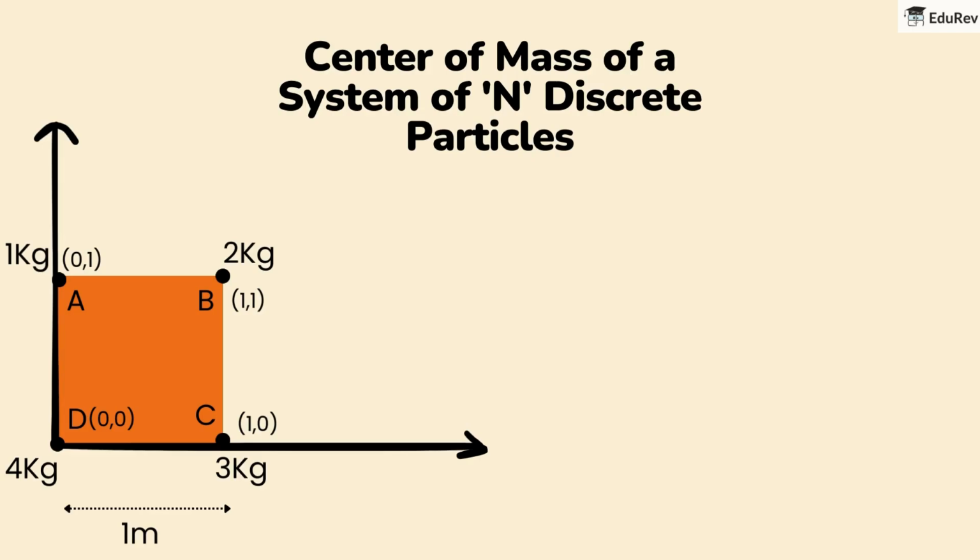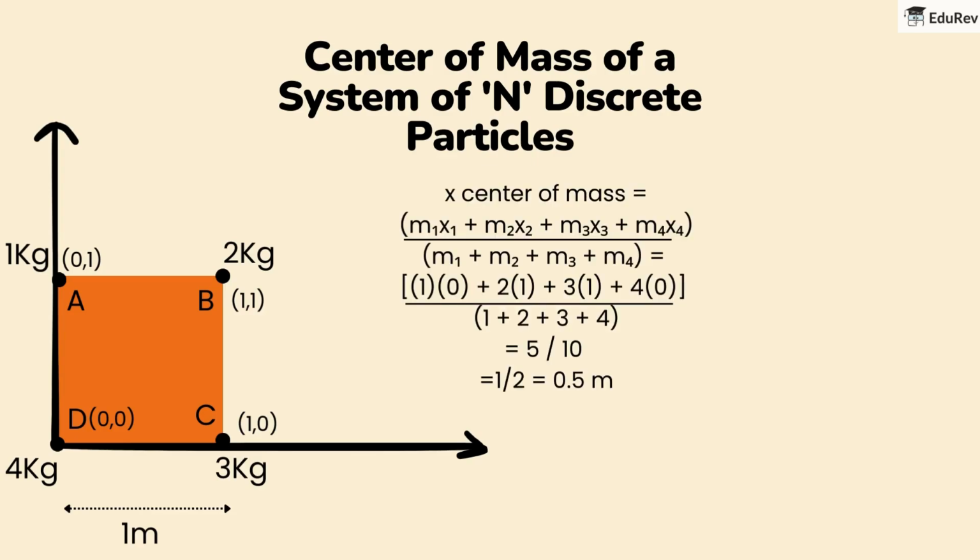Now, to find the coordinates of the center of mass. X coordinate of center of mass, x cm is equal to (m1 x1 plus m2 x2 plus m3 x3 plus m4 x4) by (m1 plus m2 plus m3 plus m4) is equal to (1 into 0 plus 2 into 1 plus 3 into 1 plus 4 into 0) by (1 plus 2 plus 3 plus 4) is equal to 5 by 10 is equal to 1 by 2 is equal to 0.5 m.